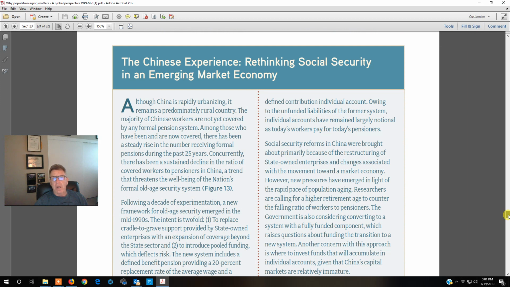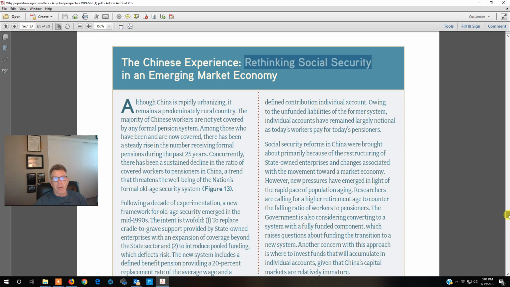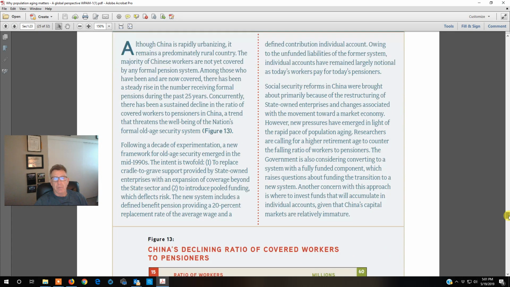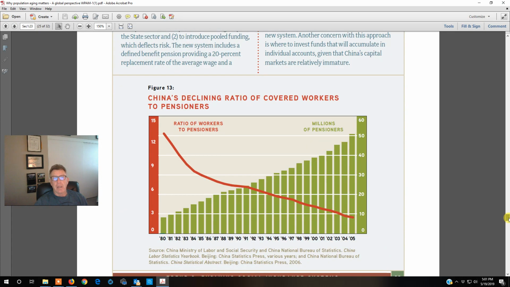And so we're having to rethink Social Security. There's a discussion here about the Chinese experiment, where people are expected to stay longer.